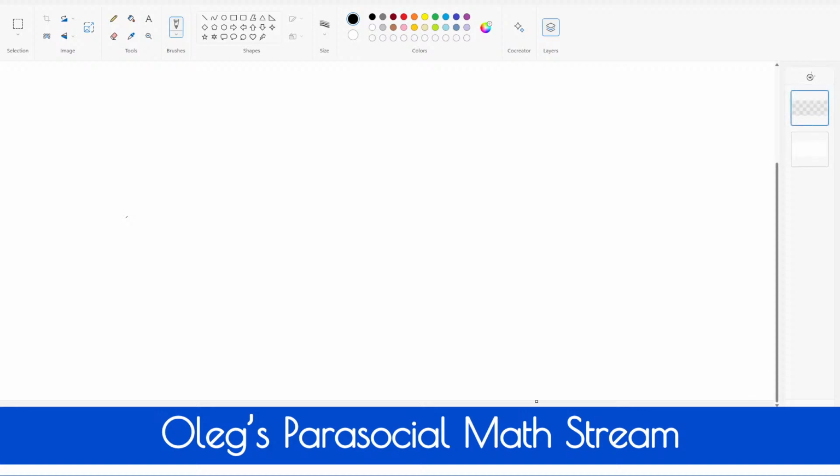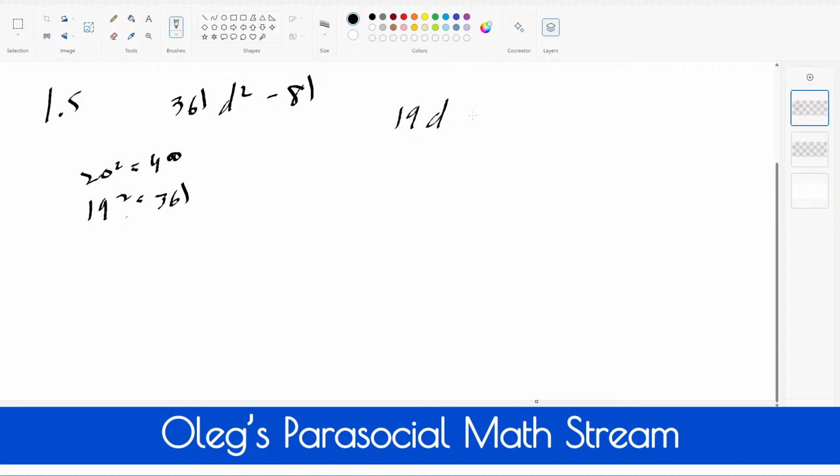Okay. Let's say this. So this is 1.5. And we're going to say 361d squared minus 81. 361, I believe that's 19 squared. Let me check that. 19 times 19. Yeah, that's 361. Because 20 squared is equal to 400. 19 squared is 361. Okay? So in that case, we know that it's going to be 19d plus 9, 19d minus 9, because 81 is 9 squared.